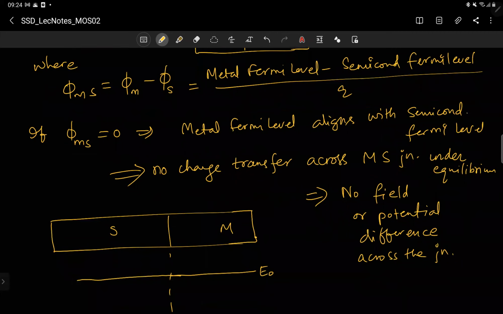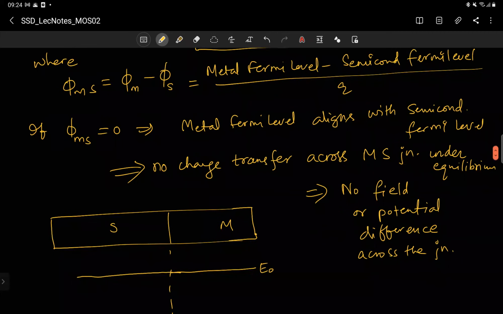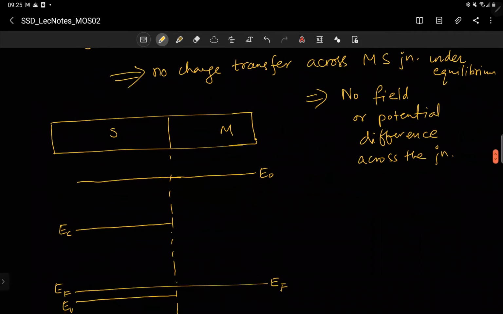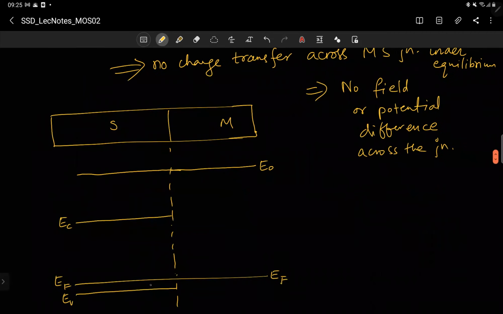Okay, so it is not like aligning after charge transfer. I'm saying that just when you form the junction itself, the Fermi levels on both sides are the same, so there need not be further charge transfer. If there is no charge transfer, there is no built-in field, and no potential difference across the junction. If you draw the band diagram, it will simply look like this. Both sides' Fermi levels match, even before and after.